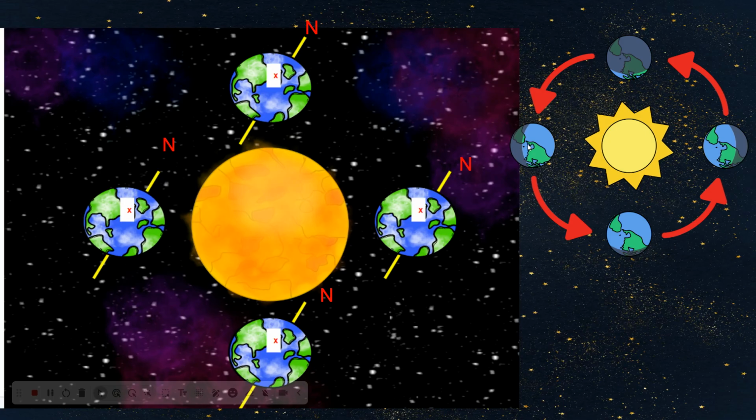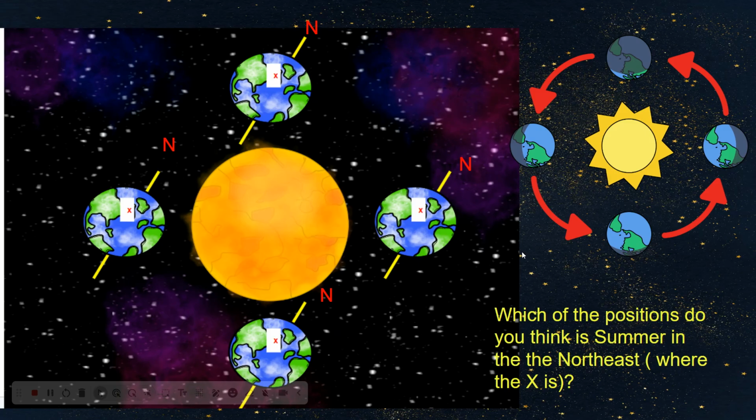Again, in this diagram where it's tilted, it's that tilt that causes the different amounts of light. If it wasn't tilted, even if it revolved around the sun, without that tilt, you'd get the same amount of light, like we saw in our investigation. Which of the positions do you think is summer in the northeast, where the X is? Which one of these do you think is summer?